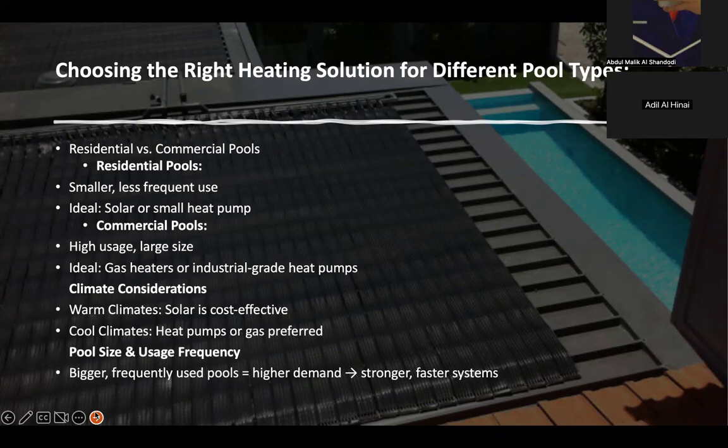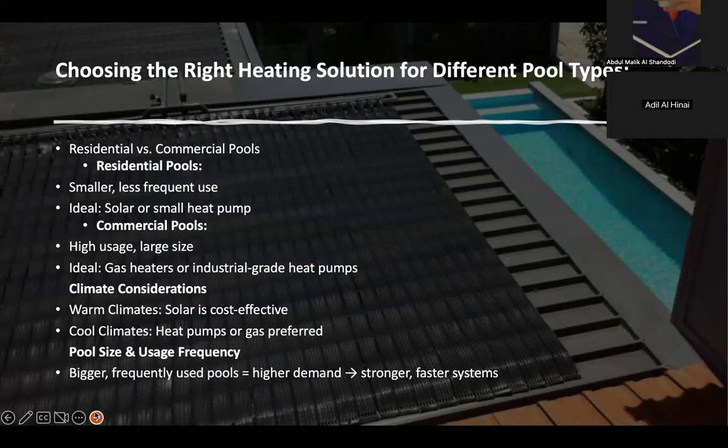Residential pools versus commercial pools. Generally, residential pools are small and used less often, while commercial pools are used more, needing larger heating systems. Therefore, gas or heat pump systems may apply better to larger commercial pools, while residential pools can be solar heated for maximum efficiency. Climate and geographical considerations.